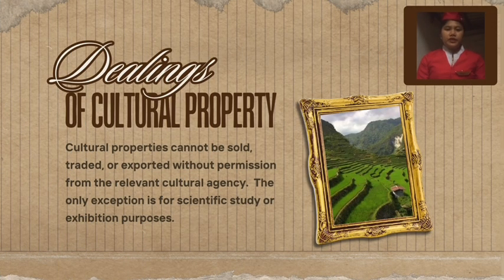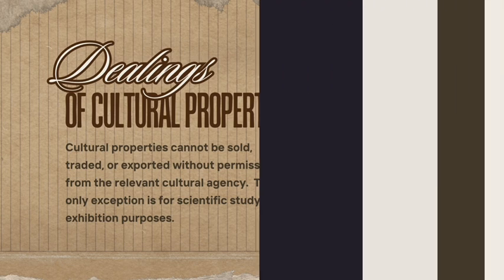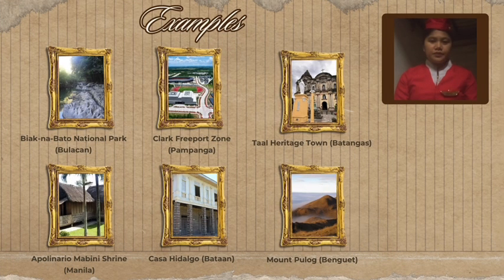Cultural properties cannot be sold, traded, or exported without permission from the relevant cultural agency. The only exception is for scientific study or exhibition purposes. The first one is Biak na Bato National Park in Bulacan. It holds both natural beauty and historical significance. It was a revolutionary hideout during the Philippine Revolution, and its caves and landmarks offer a tangible glimpse into the country's fight for independence, making it significant cultural property.